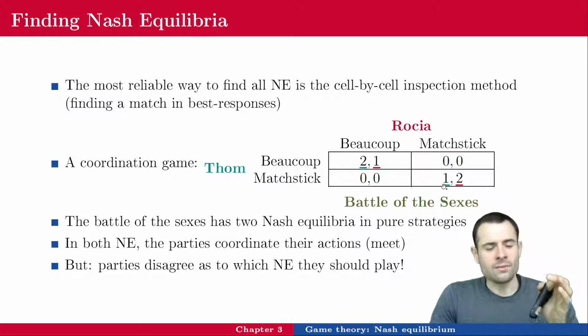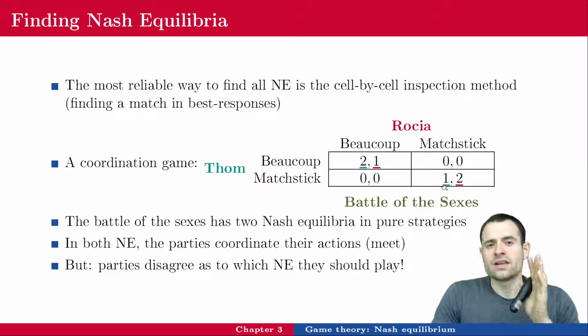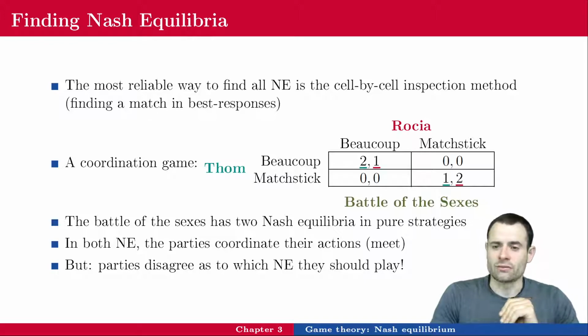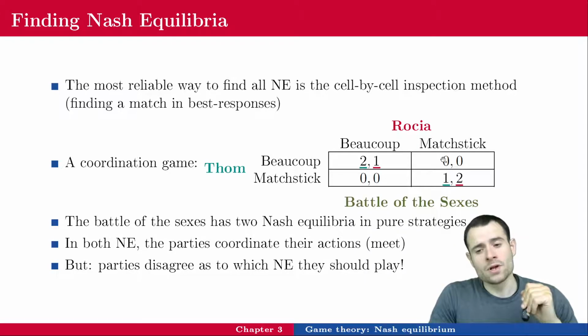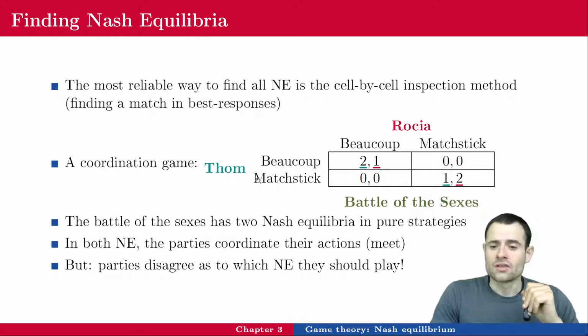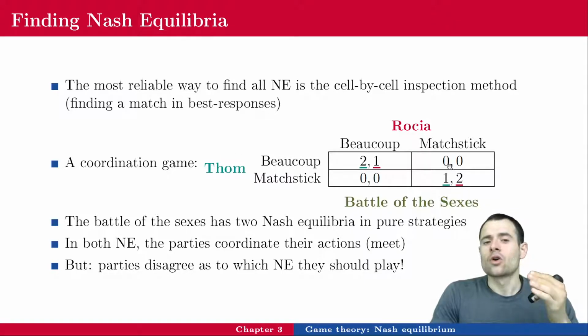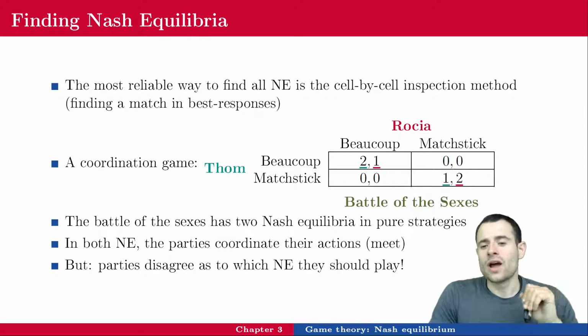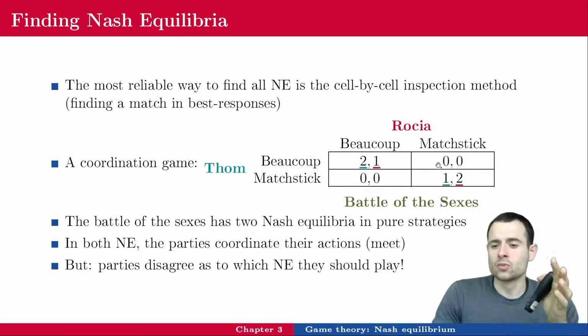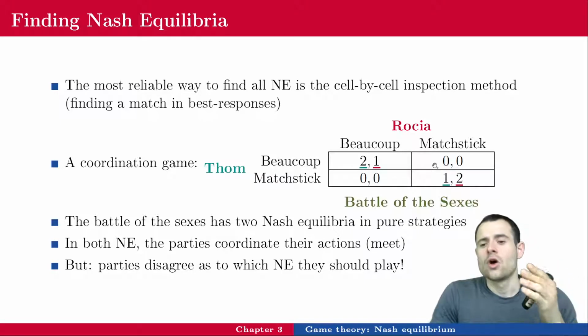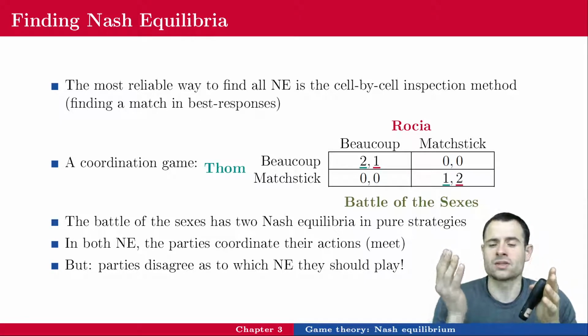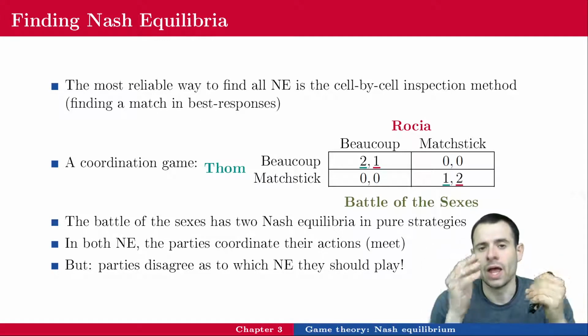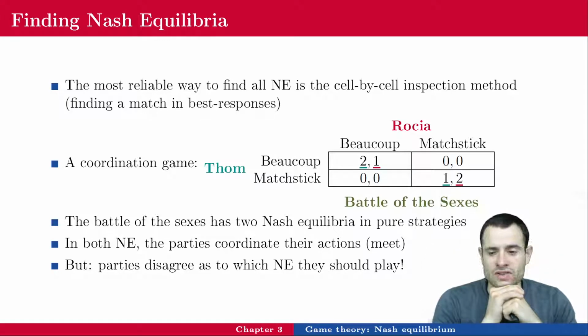Remember that the game is simultaneous, and players have no way to communicate here. So Rosia could go to matchstick thinking, oh, Tom is probably going to go to matchstick. And Tom could think the opposite. Tom might go to Boku thinking Rosia is going to go to Boku. What's going to happen at the end is they're going to end up here. Tom goes to Boku but will be there alone. Rosia goes to matchstick but she'll be alone as well. And their payoffs are 0 and 0 respectively.